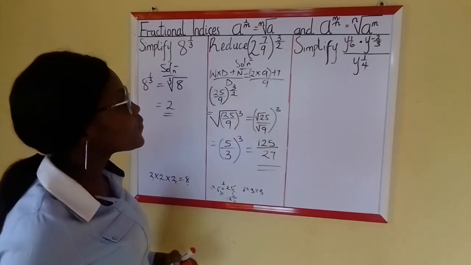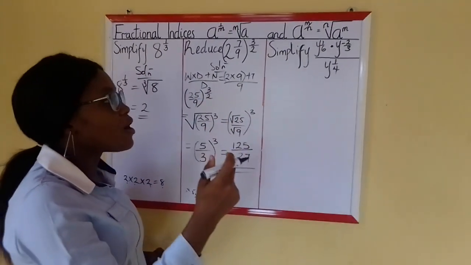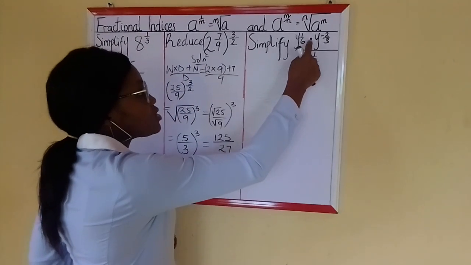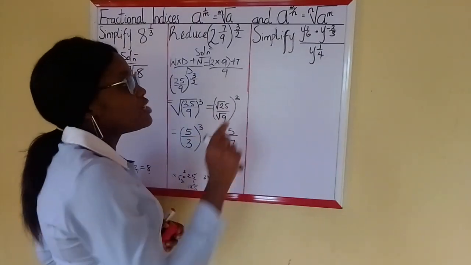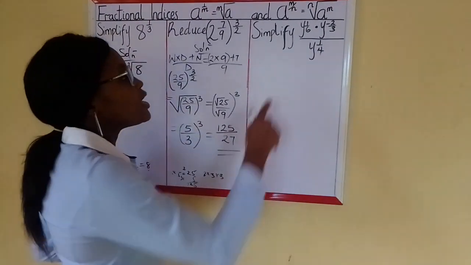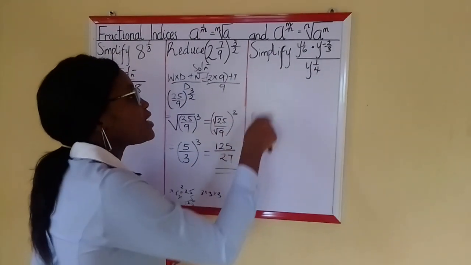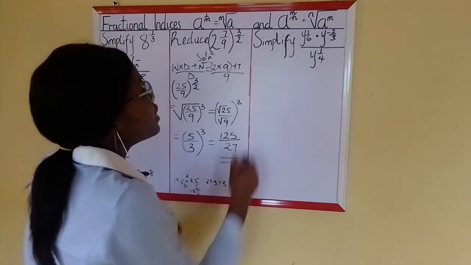Okay, let's go back to this one. This one says simplify y raised to power 1/6, then you have a dot. This dot does not mean decimal. This dot simply shows multiplication. That's times y raised to power minus 2/3, divided by y raised to power 1/4. Okay?